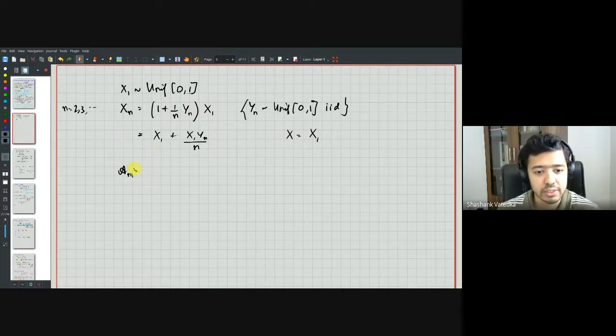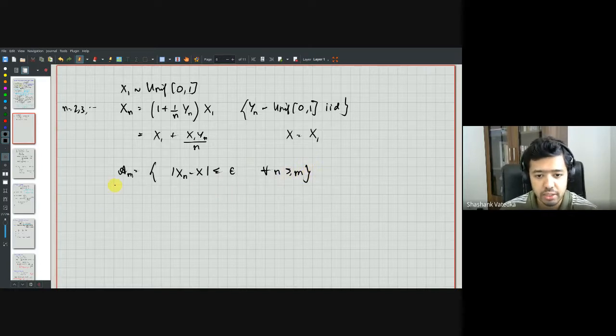So in this case, the sequence of events that we are interested in is Am, which is that |Xn - X| is less than or equal to epsilon for all n greater than or equal to m. For each m, this event is well defined, right? You want to know what is the probability of this sequence of events. Does it converge to 0? Does it converge to 1? Or something in between?